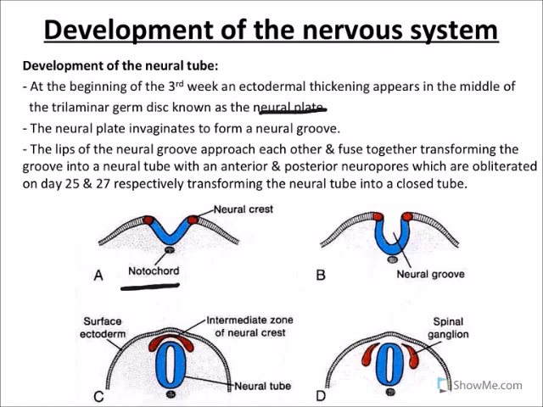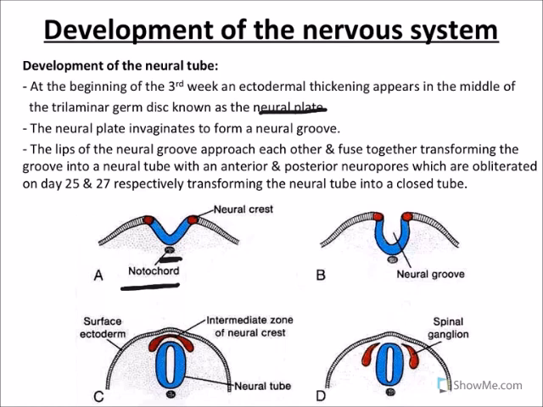So the notochord lies posterior to the ectodermal thickening, and it will form the nucleus pulposus of the intervertebral disc between the vertebrae. So this notochord begins the process of ectodermal thickening and neuralization. This notochord lies posterior to the surface ectoderm, and the notochord itself will develop into the nucleus pulposus, which lies inside the intervertebral disc between the two vertebrae.